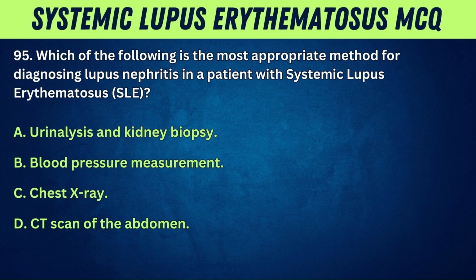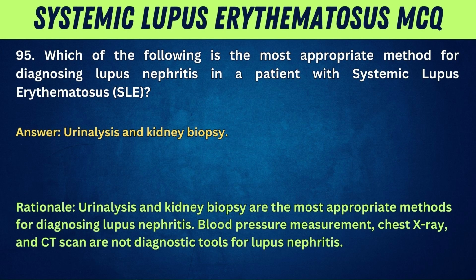95. Which of the following is the most appropriate method for diagnosing lupus nephritis in a patient with systemic lupus erythematosus, SLE? A. Urinalysis and kidney biopsy. B. Blood pressure measurement. C. Chest X-ray. D. CT scan of the abdomen. Answer: urinalysis and kidney biopsy.